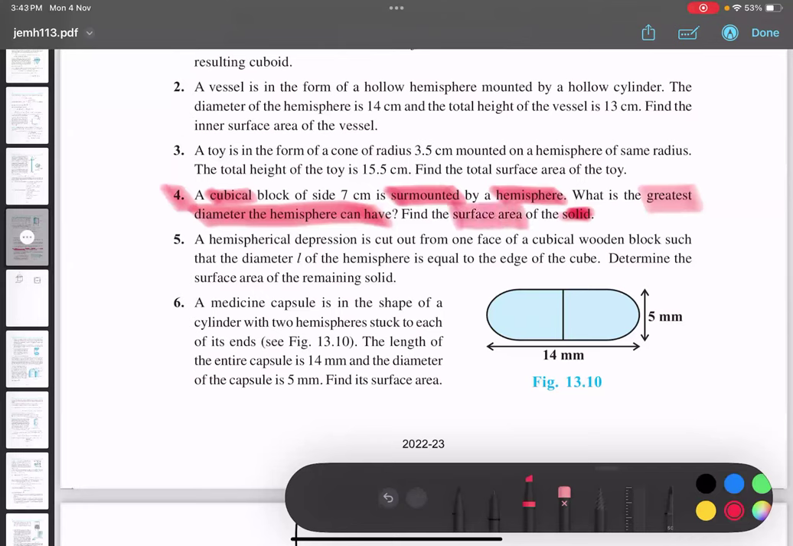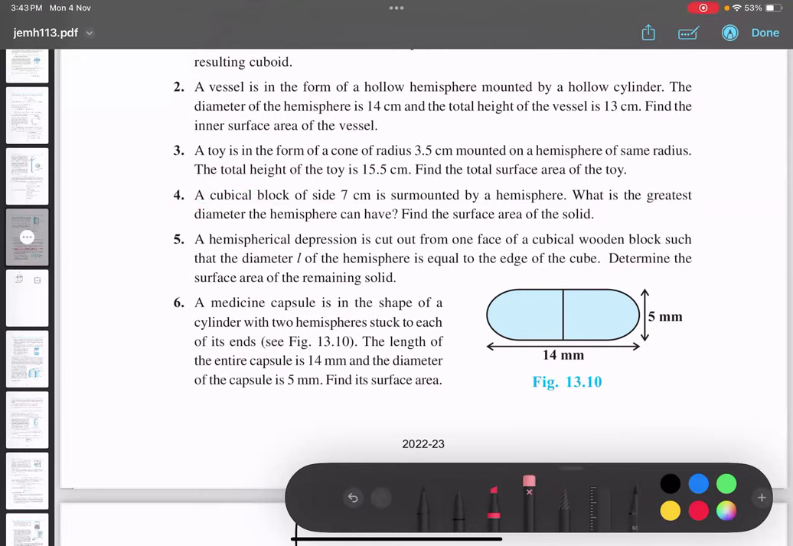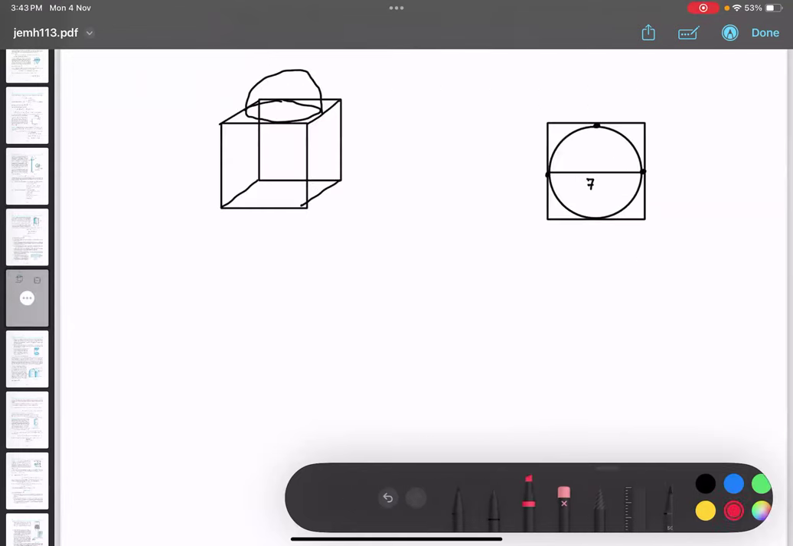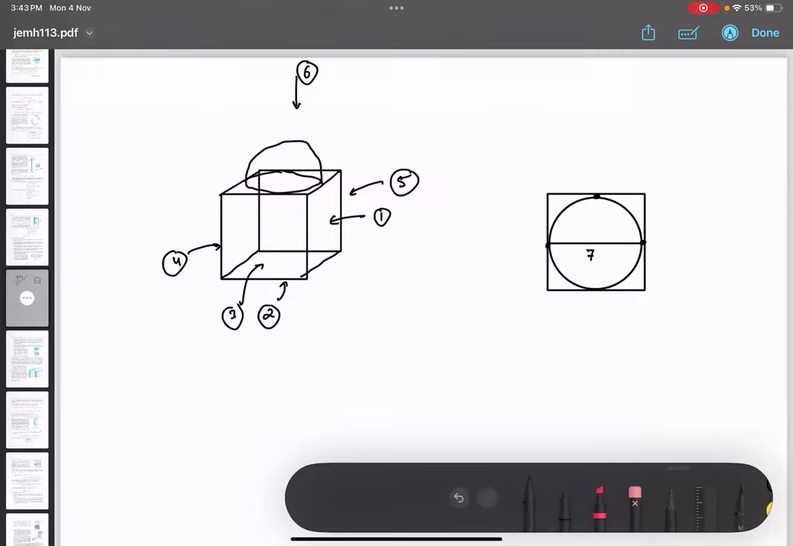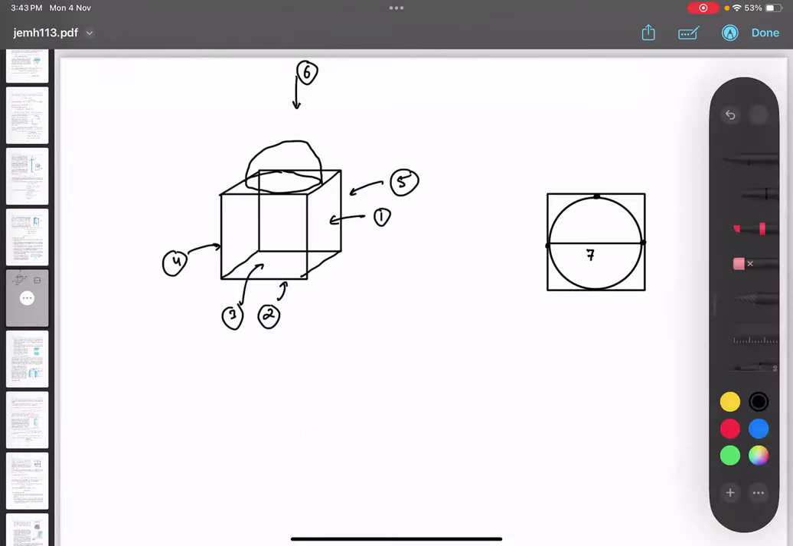And surface area means what kind of surface area? Total or curved? Total. Because they are actually saying we need to cover this part. That's my first, the bottom one. The front one. The side one, the back one, and the top. Is that clear? The five parts are easy, isn't it? These five parts are easy to calculate. There is no difficulty.